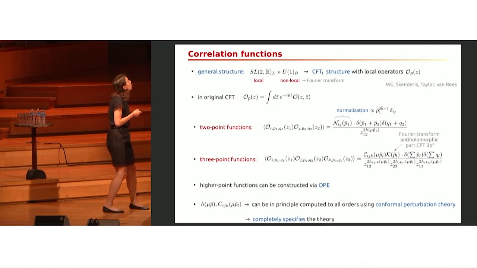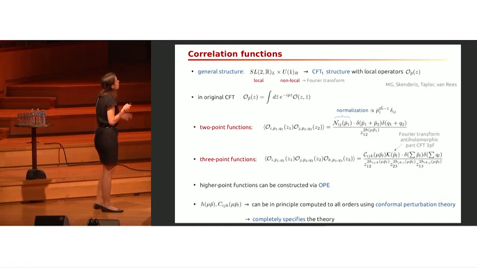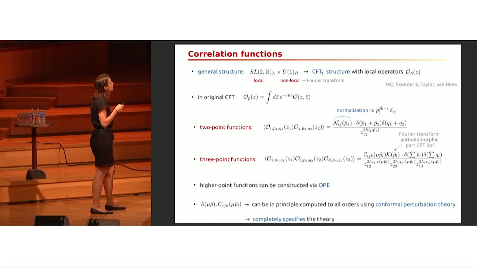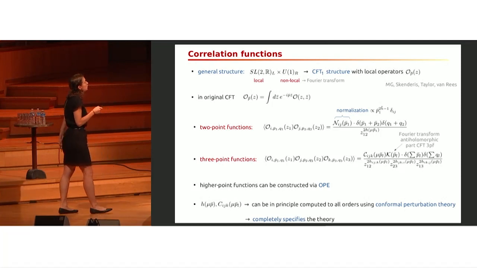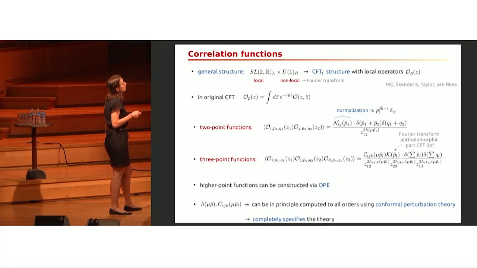OK, so the next thing that one can compute are correlation functions. Basically here the idea is to really exploit the local conformal symmetry that one has. So we have a local SL2 on the left times this non-local symmetry U1. And since it's not local, we might as well just Fourier transform and label operators. So we're going to have local operators in the z direction, which are labeled by the right-moving momentum.